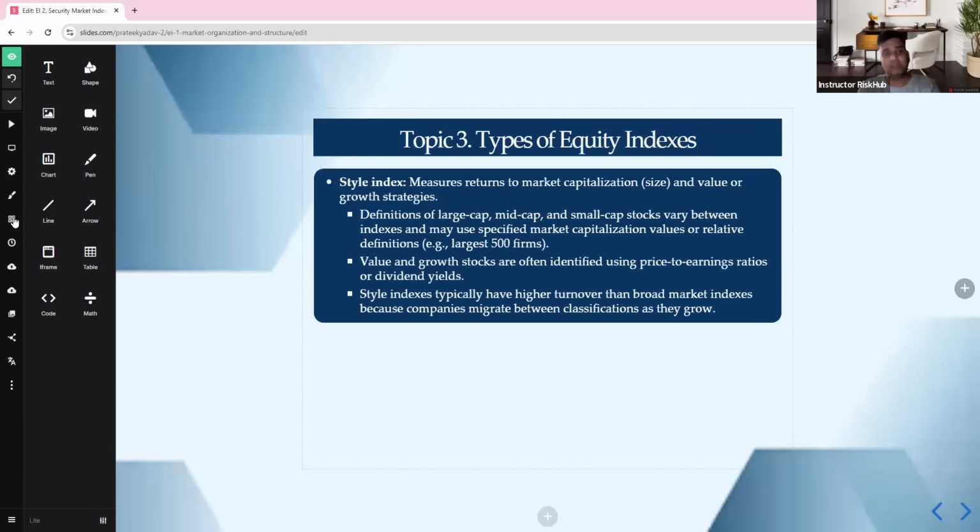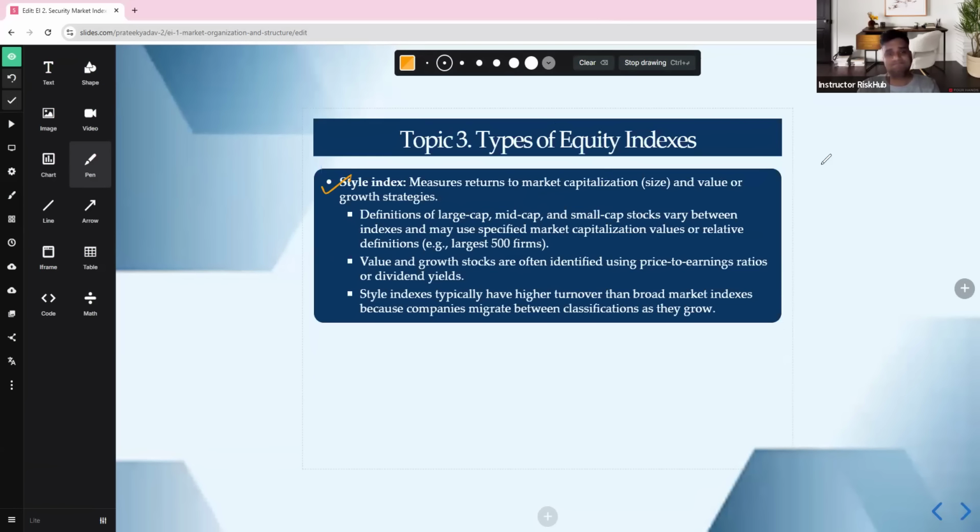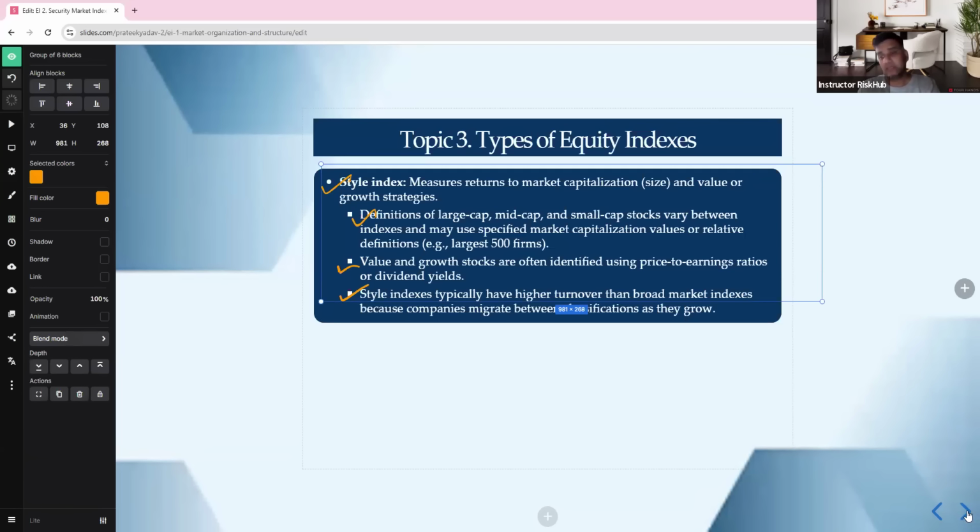Okay, then we get into style indexes. When we look at style index very carefully, important here is that it is based on your size, large, mid, small cap, and style, value versus growth, how classification works, P/E ratio, dividend yield. Important point is high turnover because companies move between the categories over time. Example is small cap becomes mid cap or index changes, etc. We need to keep that in mind.